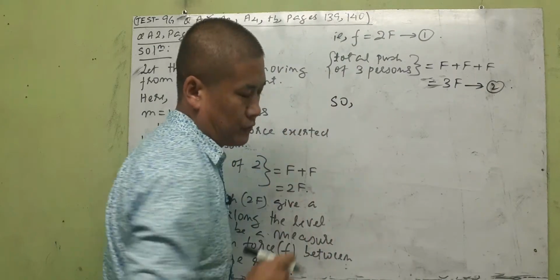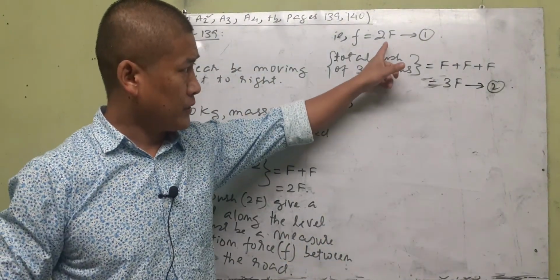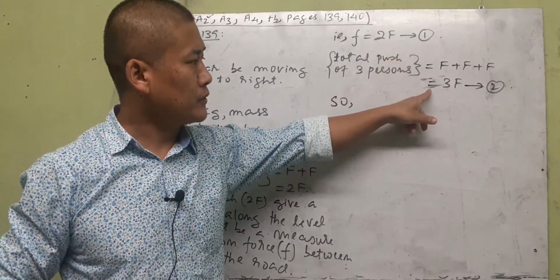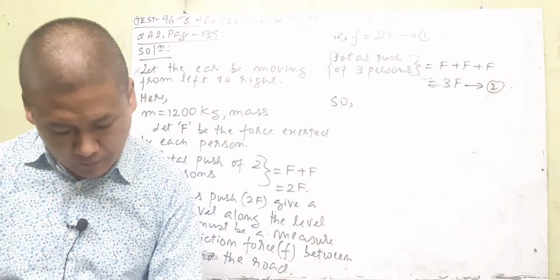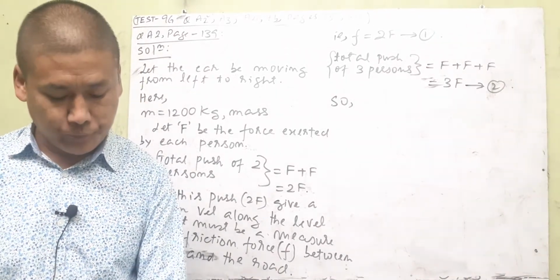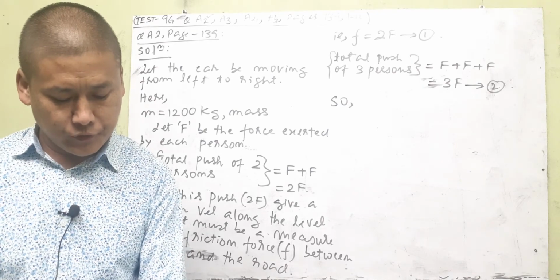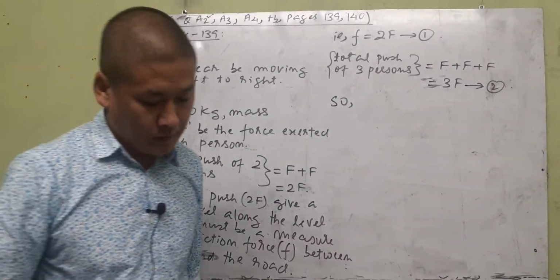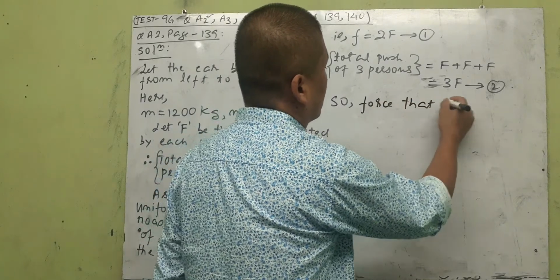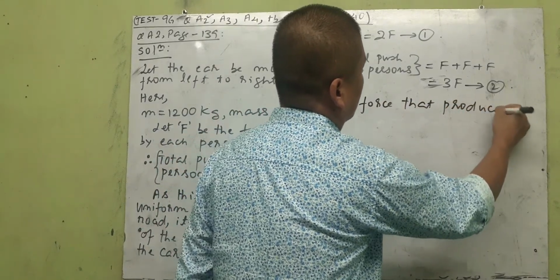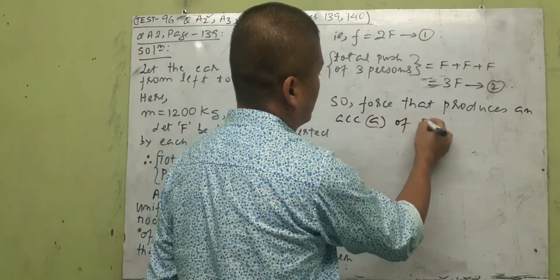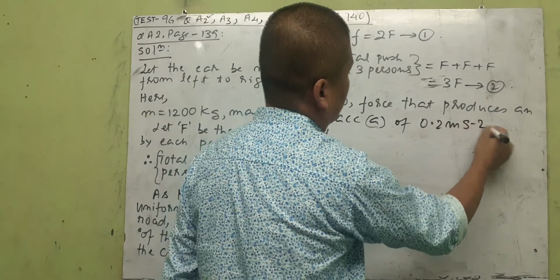So what does this mean? Only when two persons push, there is no increase in velocity, uniform velocity. And when three persons push, go back to the question, the car begins to accelerate, means the velocity begins to increase, only when three persons push, producing the acceleration of 0.2 meter per second square. So the force that produces an acceleration A of 0.2 meter per second square, right?